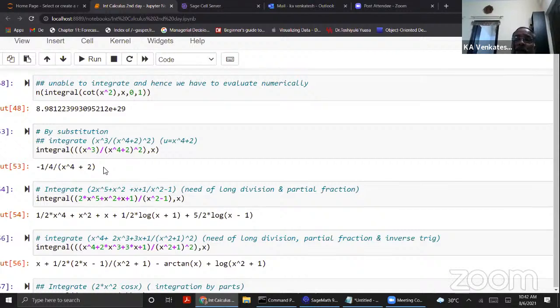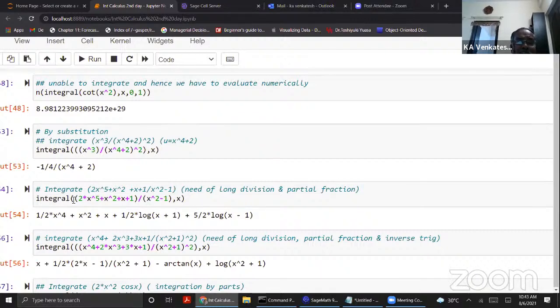After practicing, in order to verify the results, this can be given to them. You can use SageMath to verify the answer. That is the easiest way. Integrate 2x power 5 plus x square plus x plus 1 divided by x square minus 1. Both long division and partial fraction are required. When you do that, it is going to become some quotient plus remainder by the divisor, using the division algorithm. You write that form, then define the partial fractions. So it's a lengthier process.